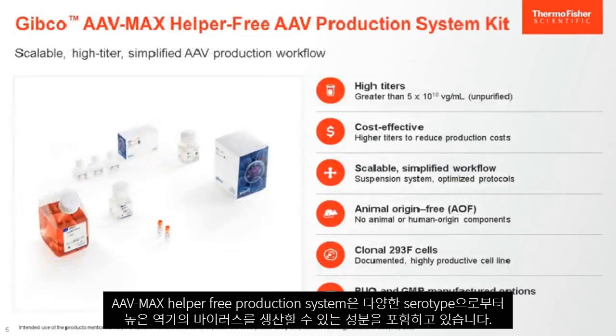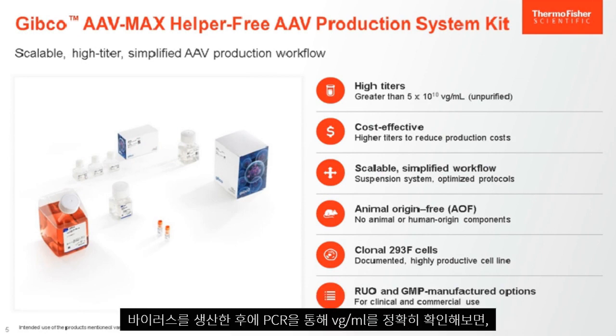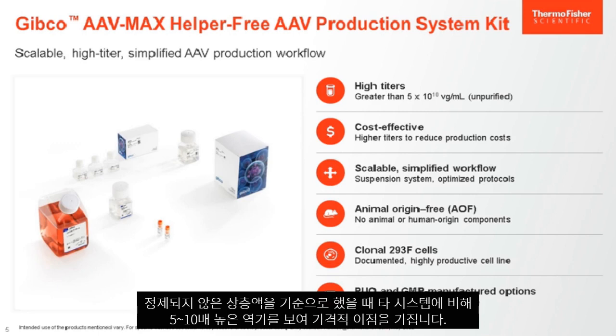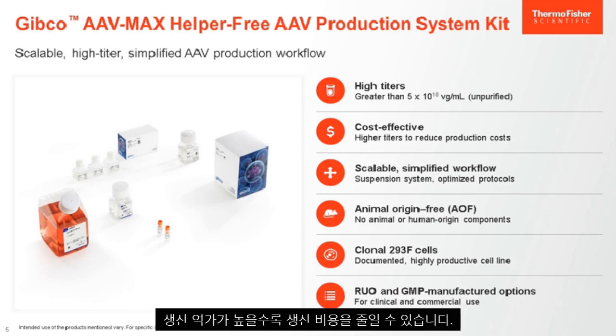Some of the key attributes of the AAV-MAX helper-free production system include the ability to generate high titers across multiple serotypes. Utilizing ddPCR to get an accurate read of VG per mil, we typically see greater than 5E10 VG per mil in the unpurified crude supernatant, which makes the system cost-effective. The higher the titer that you have, the larger the reduction in the production costs for your system.